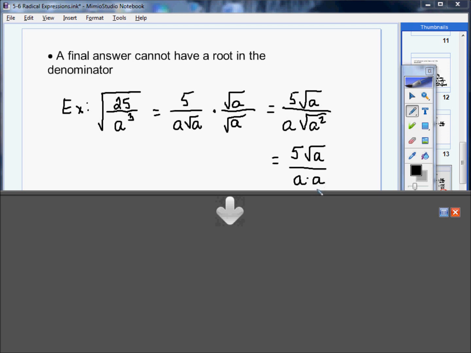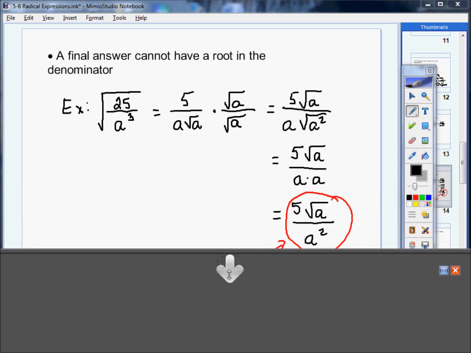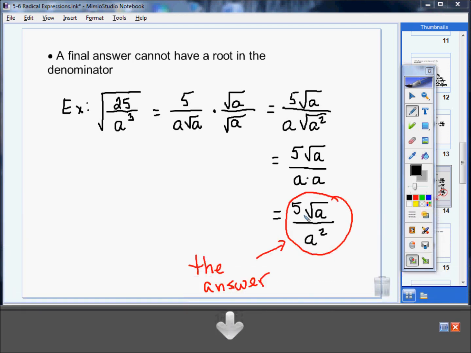So you always need, in math, to clean things up at the end. You never want to leave a 1 times something. You never want to leave just an a times an a. You turn it into a squared. And finally we have our answer.